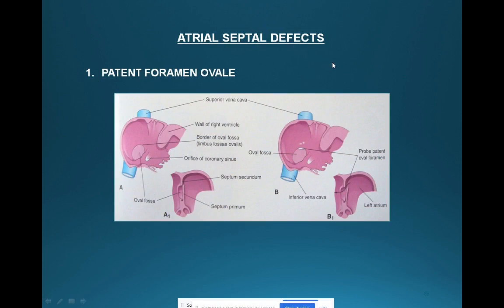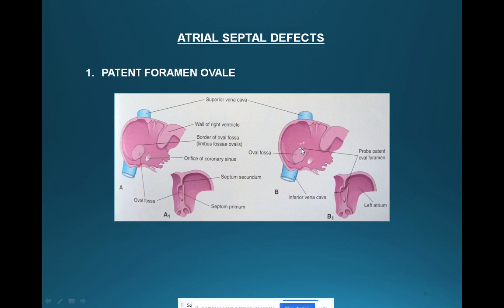So there is some problem with the septa in the atria. As we have discussed earlier, what was this? This was the septum primum. Sorry, this is the septum primum. Since you are seeing it from the right side, the septum secundum is overlying the septum primum. So this is the secundum.